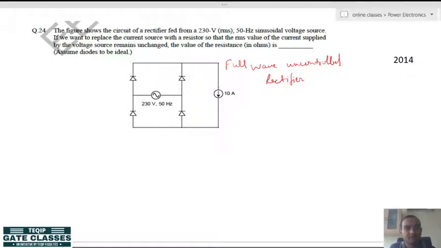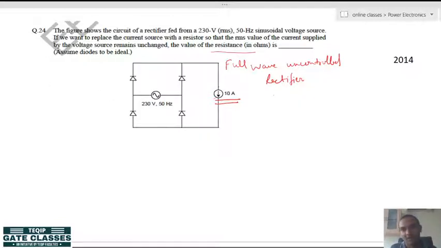Here the source value is given, the frequency is given, and it is said that the load current is continuous, 10 ampere, constant and continuous. It is also given that if you want to replace the load with a resistor so that the RMS value of the current supplied by the voltage source remains unchanged, then what should be the value of resistance. For that, first of all we have to find the RMS value of the source current.